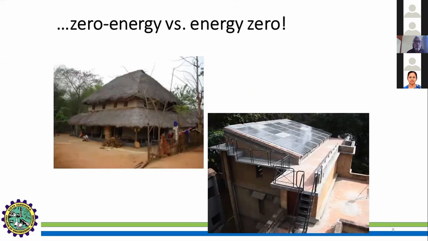Coming to the topic of zero energy building as well as energy zero building. Yes, I was talking regarding the huge difference between these two wordings. Energy zero is a building which doesn't utilize any type of energy, whereas a zero energy building doesn't consume energy from external sources. This is what is termed zero energy versus energy zero building.